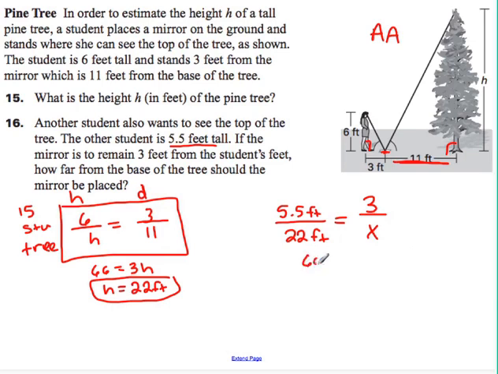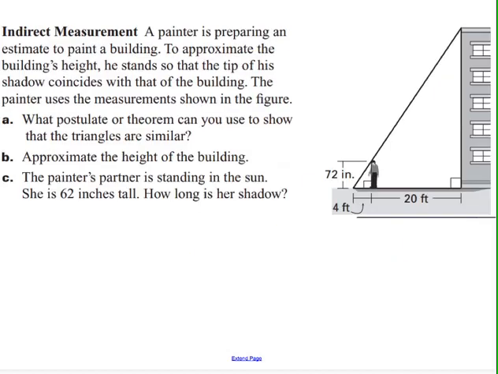We cross multiply, we have 66 equals 5.5x. When we divide by 5.5, we should get a total of 12 feet exactly. So in this case, this changes. We'll look at one more problem really quickly. Again, we're going to be using the angle-angle similarity postulate. One thing I just want to point out is that this is 72 inches, and this measurement's in feet, and this measurement's in feet. So keep that in mind as you're working on this.